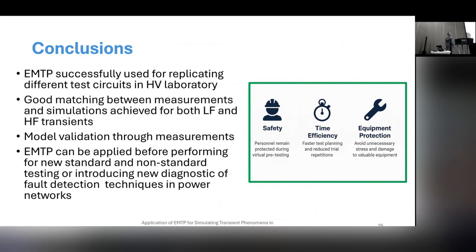And to conclude, from this research that was done, we can conclude that basic EMTP can be used successfully to replicate different test circuits in a high voltage laboratory. These test circuits can be standard tests, or what is even more complicated, if some non-standard or special test is required and you don't know what the response of your equipment will be, whether your equipment will be able to do the test, you can easily use EMTP. Also, we can validate our models by comparing the simulation results with measurements. And it is recommended to use EMTP not only in high voltage laboratories, but in general.